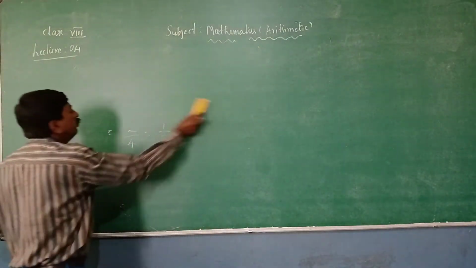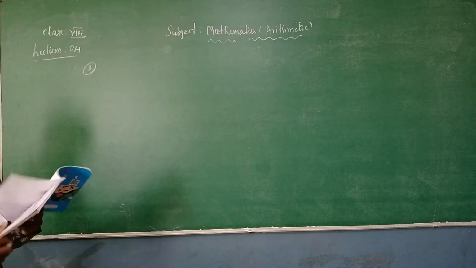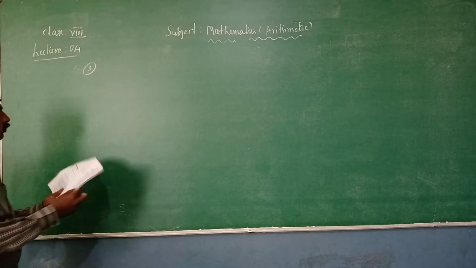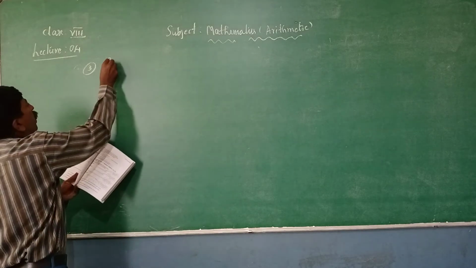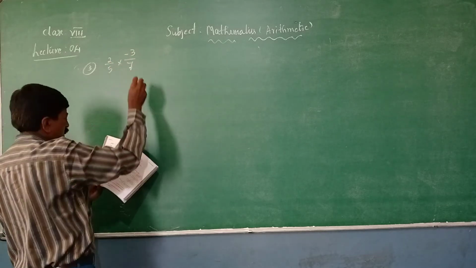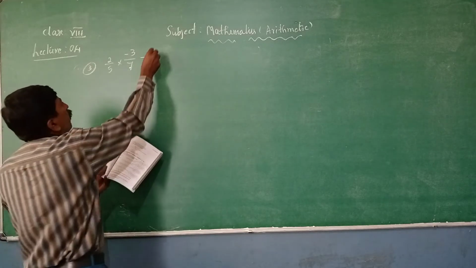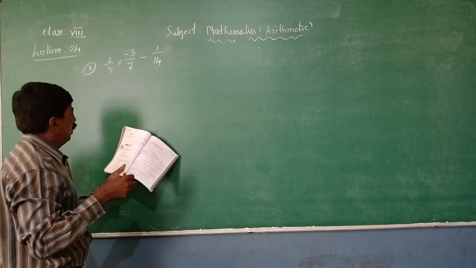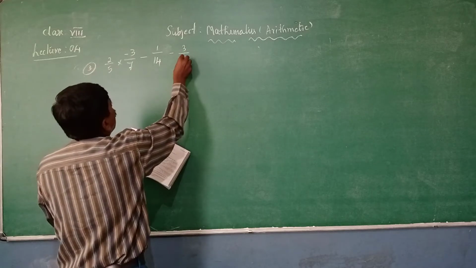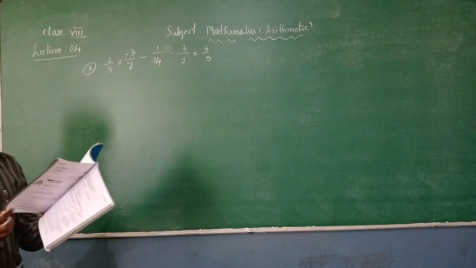Yes, the third one. Example 3: 2 by 5 into minus 3 by 7 minus 1 by 14 minus 3 by 7 into 3 by 5.